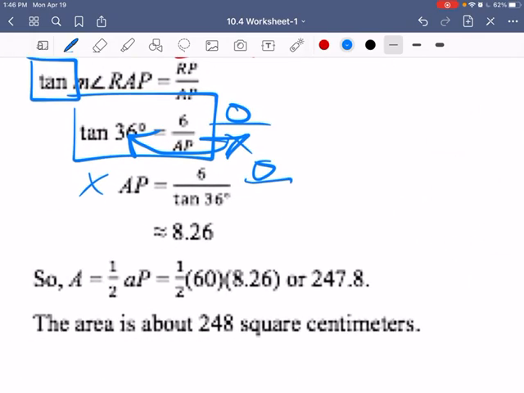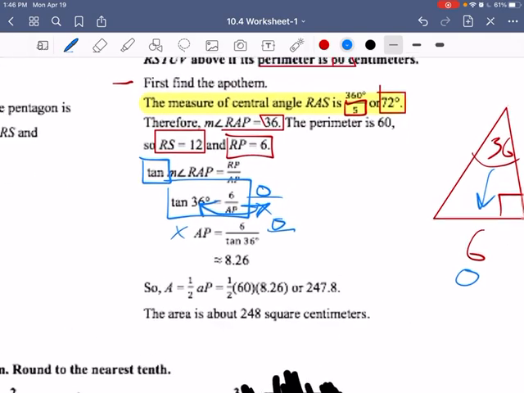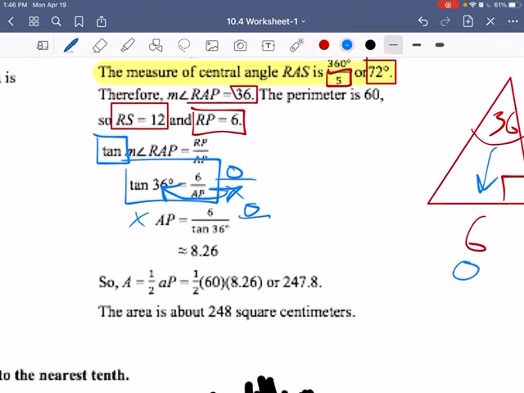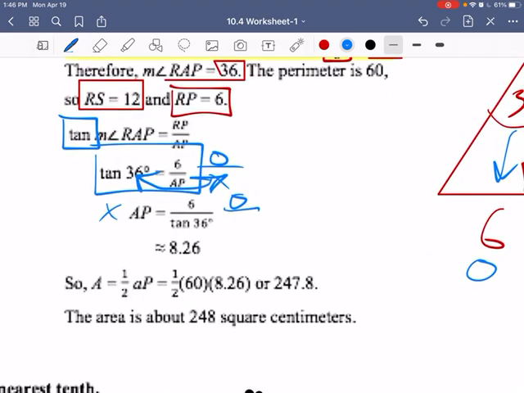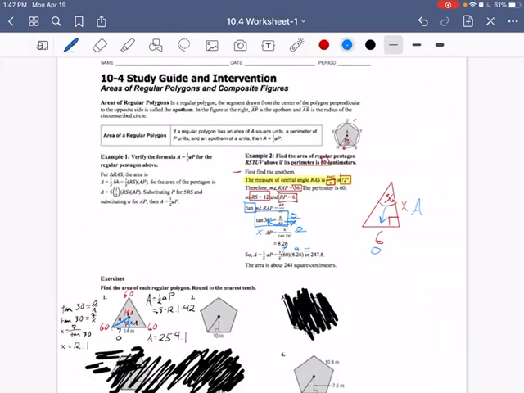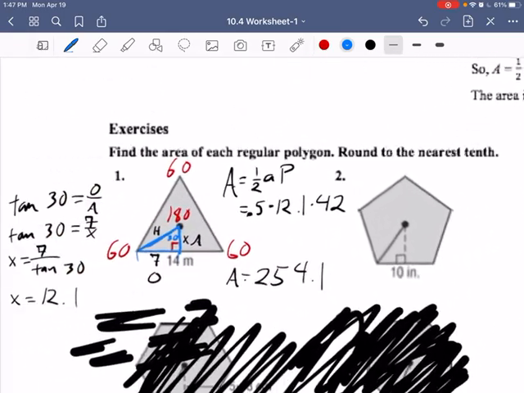the area is 1/2 60, so the perimeter, and 1/2 60, which is the perimeter, times our apothem. So perimeter, and that's our lowercase a apothem, to get our answer of 247.8. I've done another one down here, a triangle, because it's a little bit different.